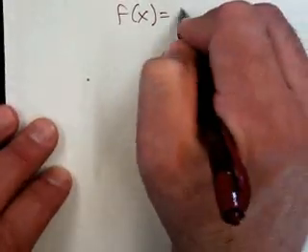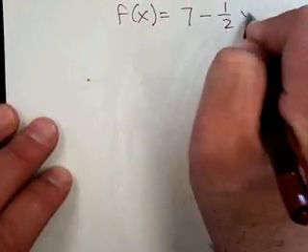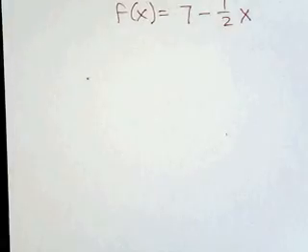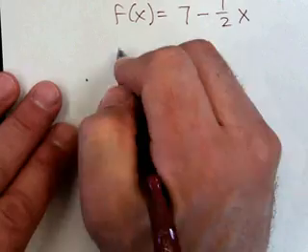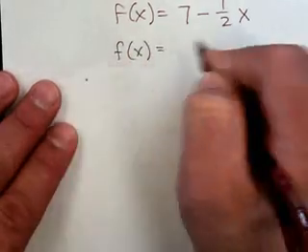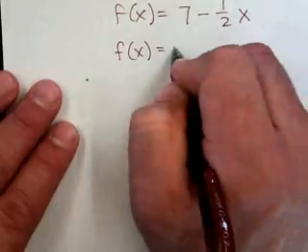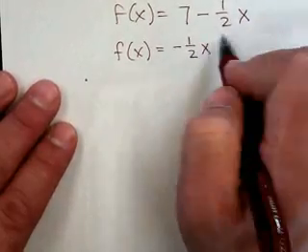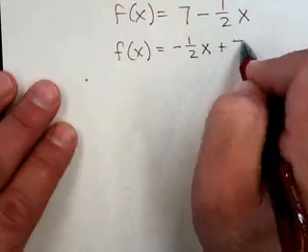Next, we have the function f of x equals 7 minus 1/2 x. This comes from problems 6, 7, and 8. F of x equals 7 minus 1/2 x. Many students get confused by problems like this because of the order in which it's written, where you have the 7 minus 1/2 x.